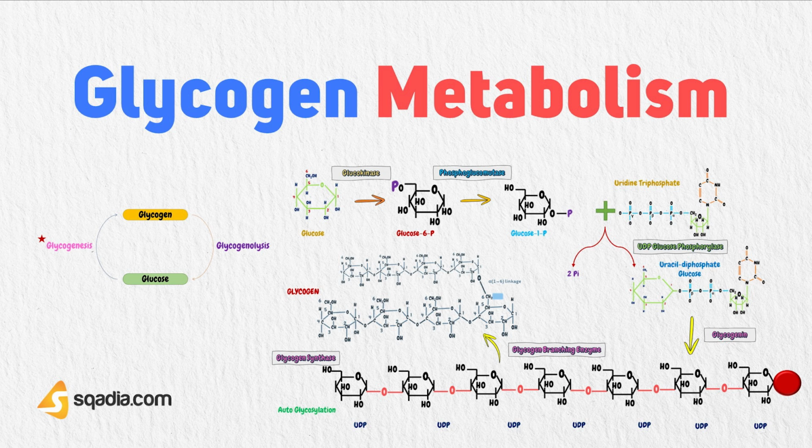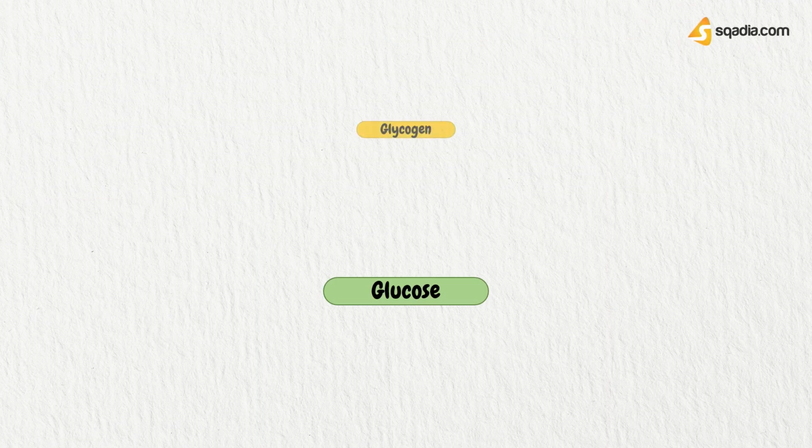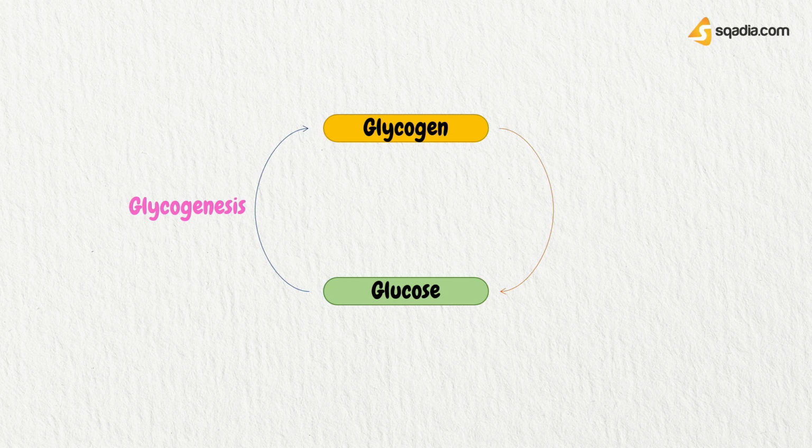Today, in our carbohydrate metabolism series, we will be talking about glycogen metabolism. Well, glucose can be interconverted into glycogen. This is the storage form of glucose in the body. Whenever there is a need for glucose to be converted into glycogen, the process is known as glycogenesis. And whenever this glycogen needs to be converted back to glucose, this process is known as glycogenolysis.